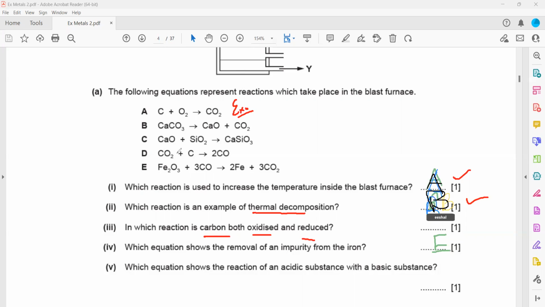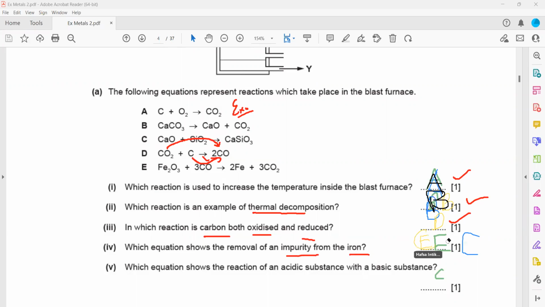So you can see here, carbon dioxide becomes carbon monoxide, so oxygen is decreased, so it is reduced, and here it's oxidized. So D will be the right answer. And which equation shows a removal of impurity from iron? Not E. E is not right because oxygen is not the impurity. Impurity means any other compound. So E is not the right answer for this. C is the right answer.